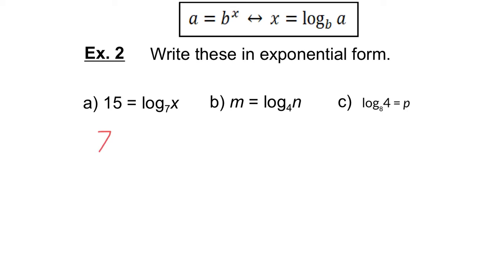What's the exponent? Well, let's take a look here. The exponent is x in the general form, which corresponds to the number that's all by itself in the logarithmic form, which is 15. Okay, so 7 to the exponent 15 equals a, which is the argument, which is x. So 7 to the exponent 15 equals x. Try the next two on your own, so pause the video, try them, and see how you do.